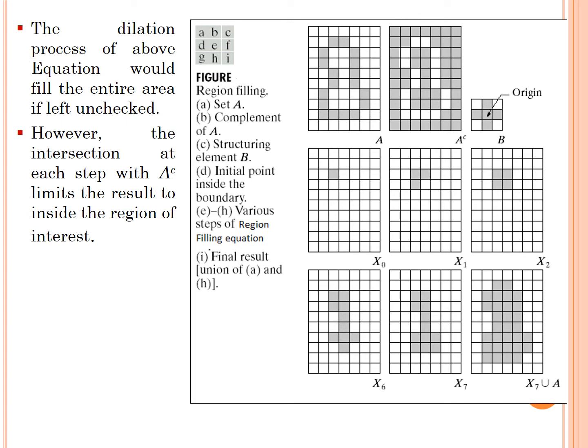Here in this figure, A is the set A, B shows the complement of A, C is the structuring element B, figure D is the initial point inside the boundary, and figures E to H show various steps of the region filling equation. Figure I is the final result, that is the union of figure A and H.